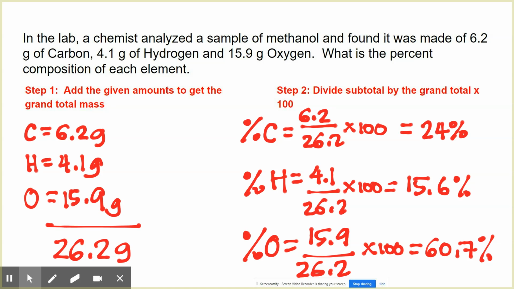Anyways, if you look at this one right here, this is how you calculate the percent composition of a compound. All right. Hopefully these examples help you out before the quiz.